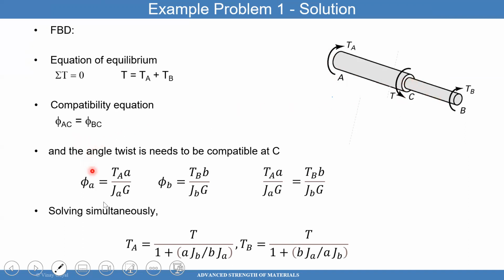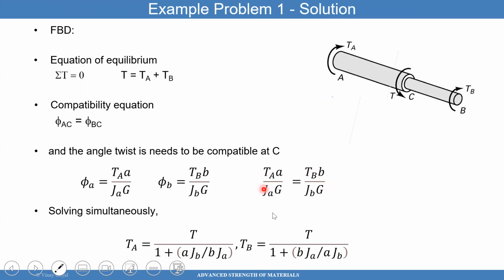So for that reason, I know what phi A is in terms of torque A, and I know what phi B is in terms of torque B. I know that length is A, so I'm using the twist formula, which was torque times length divided by J times G, the shear modulus. So very easy then. I have to just equate this to that. And when I equate this to that, that's what I get.